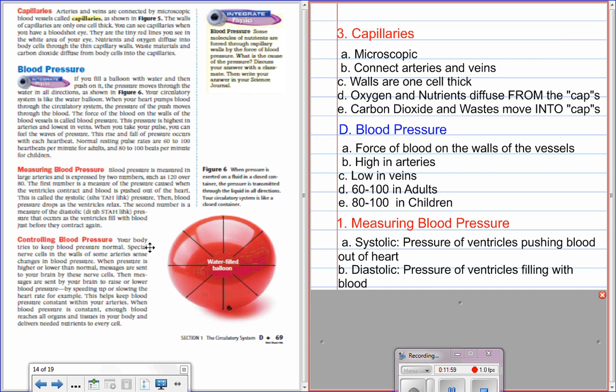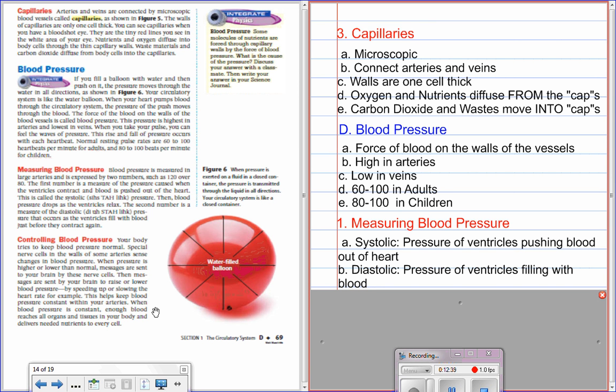All right, controlling blood pressure. So your body tries to keep blood pressure normal. Special nerve cells in the walls of some arteries sense changes in blood pressure. When pressure is higher or lower than normal, messages are sent to your brain by these nerve cells. Then messages are sent by your brain to raise or lower blood pressure by speeding up or slowing down the heart rate, for example. This helps keep blood pressure constant within your arteries. When blood pressure is constant, enough blood reaches all organs and tissues of your body and delivers needed nutrients to every cell.